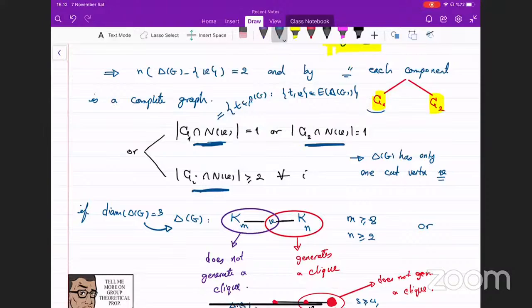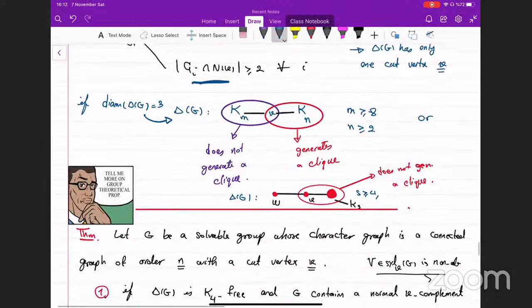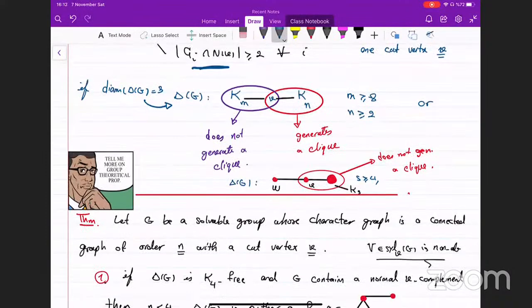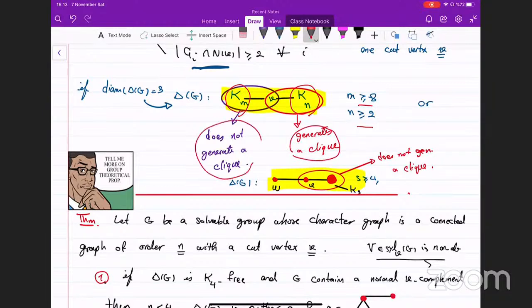And in particular, if we are working with a case that diameter is 3, we can see that we have these 2 structures for delta G, as I mentioned. So either you have a cut vertex in the middle, and then you have 2 complete graphs with these properties: V together with vertices of Km does not generate a clique, or you have this structure for your delta G.